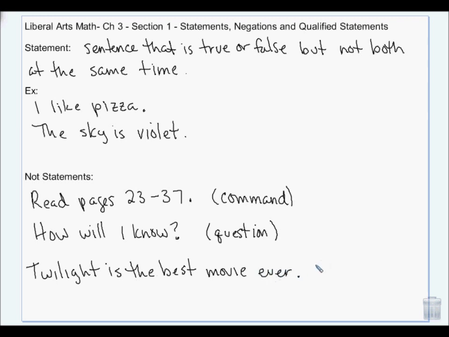Twilight is the best movie ever. That is an opinion, right? Because it's not a true or false statement, because for some people that is true, for others of us that is completely false. Okay, so an opinion can't be a statement because it has no truth value. These things don't have any truth value. A statement has to be true or false. It can't be ambiguous.